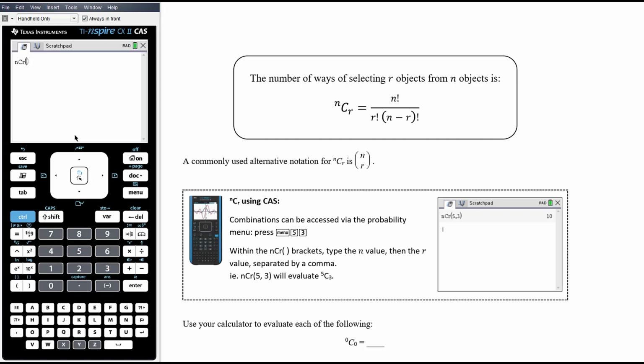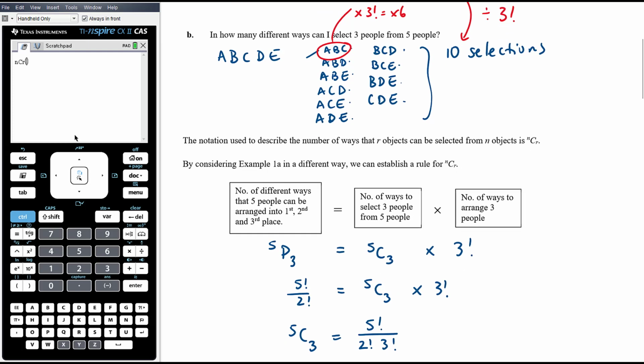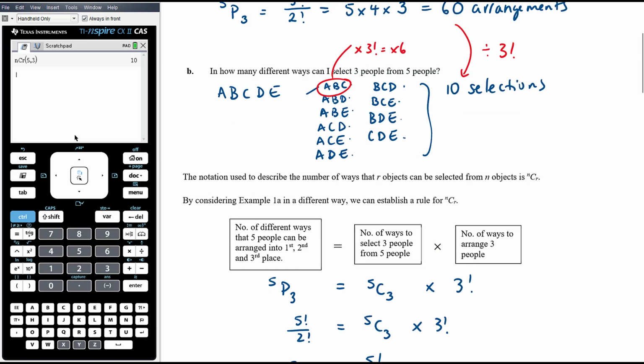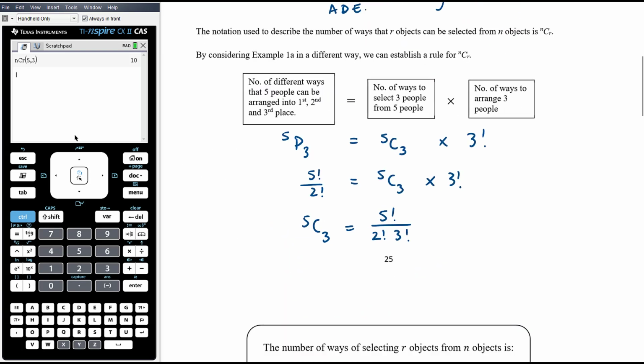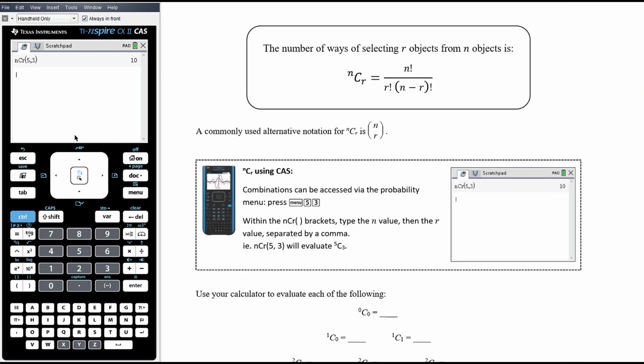So we can just check. Up here, we worked out that this answer should have been 5 choose 3. If we do 5, 3, that should be 10, which is what we got here with our 10 selections. Okay, so that first example is really just to establish our rule for nCr, and now we know that we can use nCr in all the things in this little topic of counting methods.